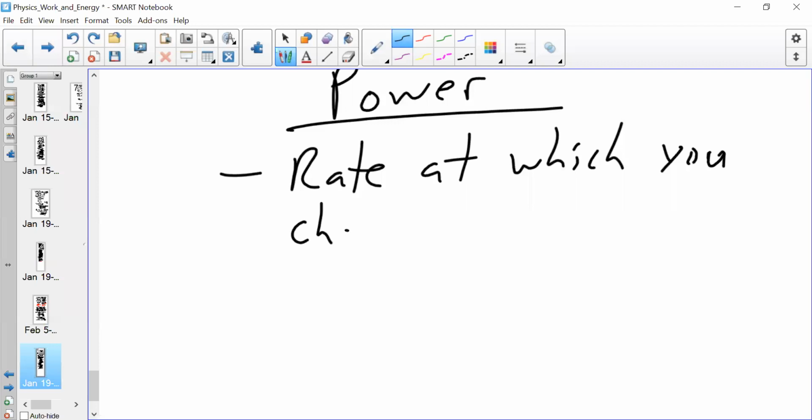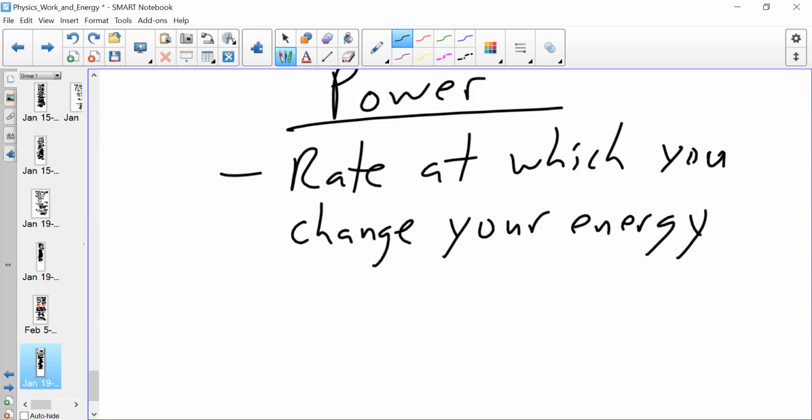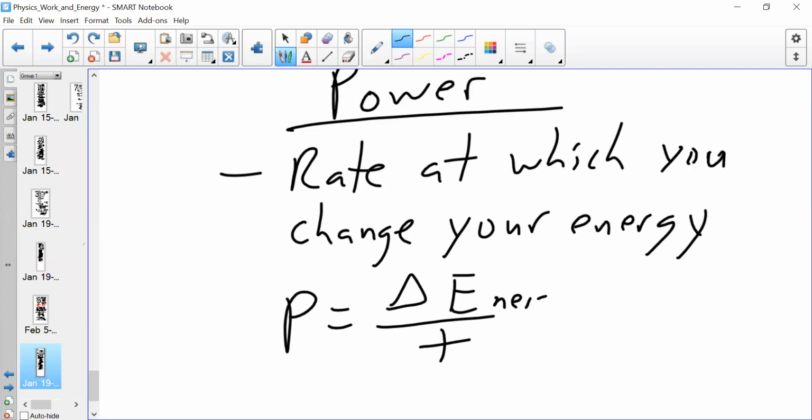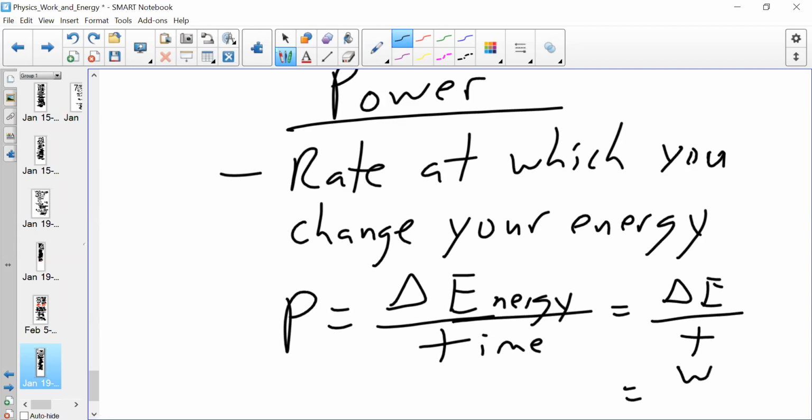The rate at which you change your energy. So you're walking, you're running track, you're going to change your energy from one value to the next as you're running, expending a lot of energy to increase your speed. So the time interval is the rate at which you change your energy. So basically, power is delta E divided by time. And this is energy over time, delta E over T. And we know that the change in energy is also known as work.